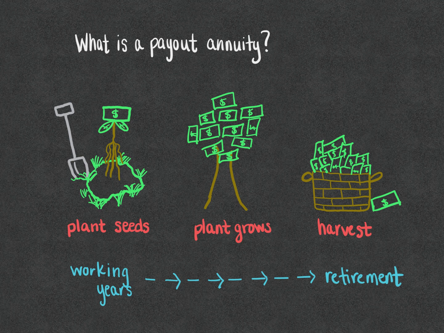The only way, again, that you have money to pay out of your annuity is if you have actually planted the seeds, if you have made those original deposits throughout your working years that lead you to retirement, and then you get to start reaping the benefits of the money that you set aside.